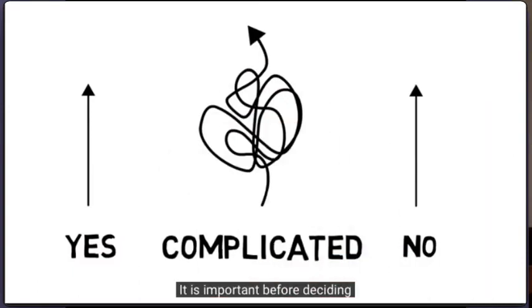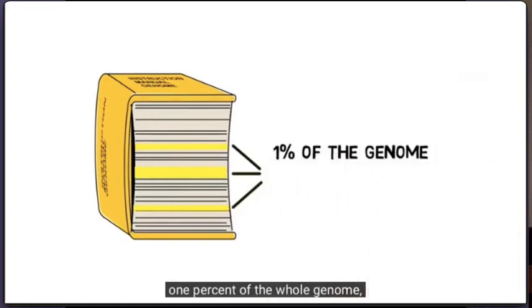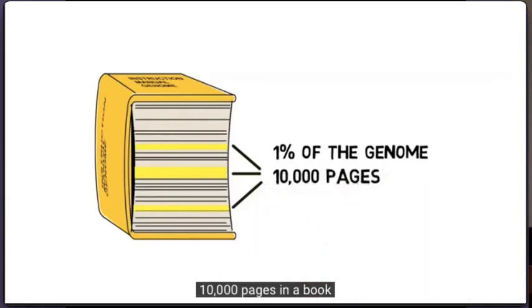It is important before deciding to have this testing done to understand this. Finally, even though this testing covers only 1% of the whole genome, this is a huge amount of information, like searching through 10,000 pages in a book, one letter at a time. We may not understand everything we read now, but as we get smarter, rereading a person's exome results may reveal other information in the future.